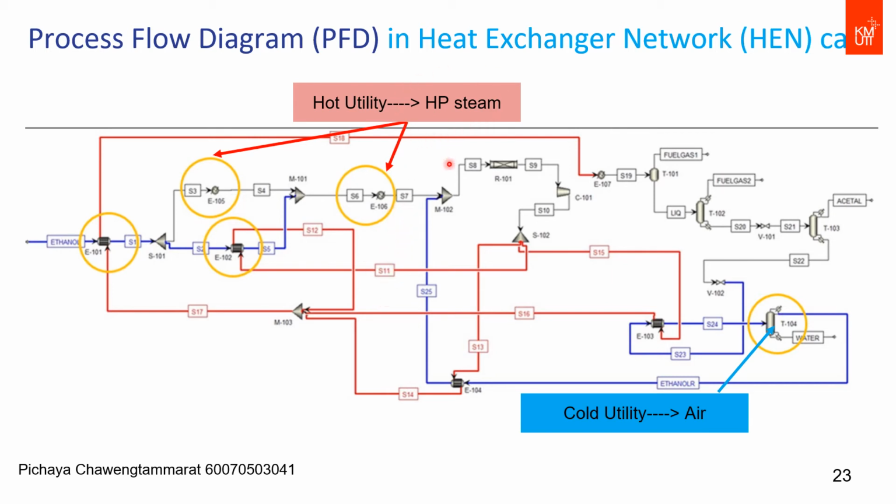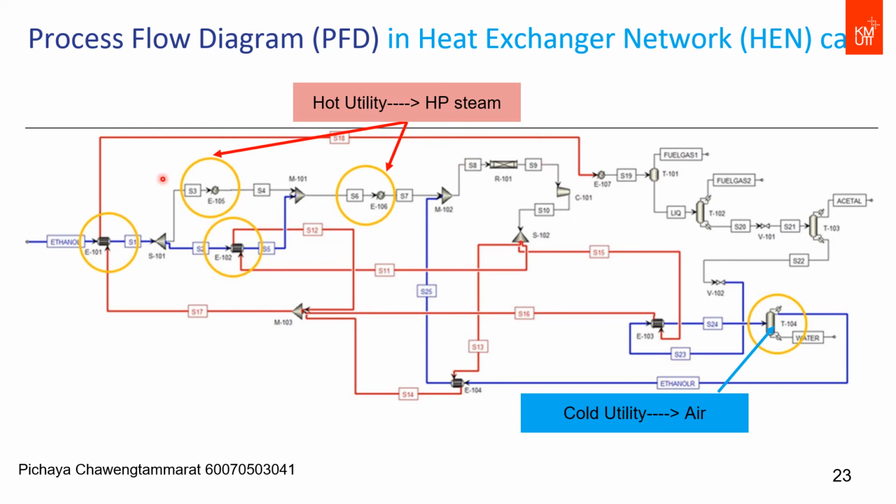Then leaving stream S7 mixes with S25 stream, which is ethanol recycled. After flowing through M102 as a mixer, S8 flows to reactor R101.